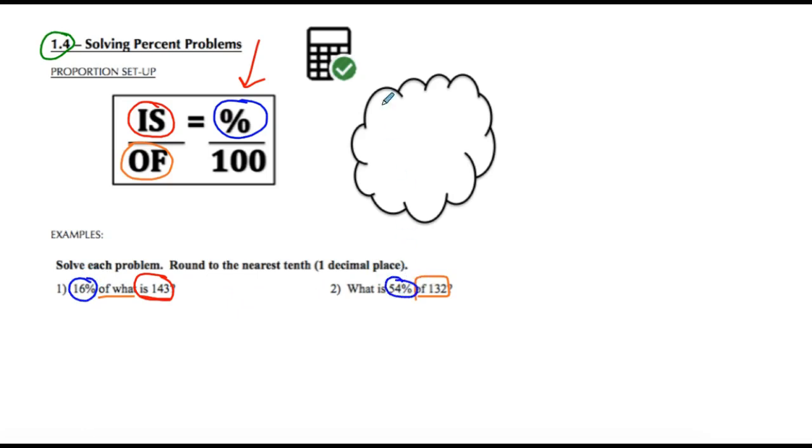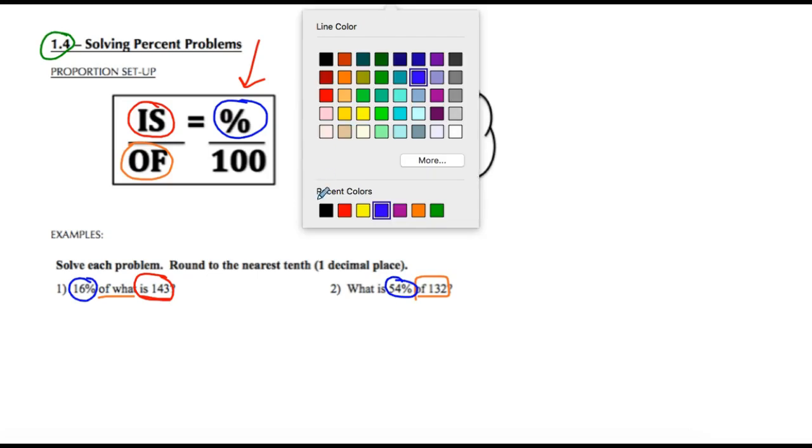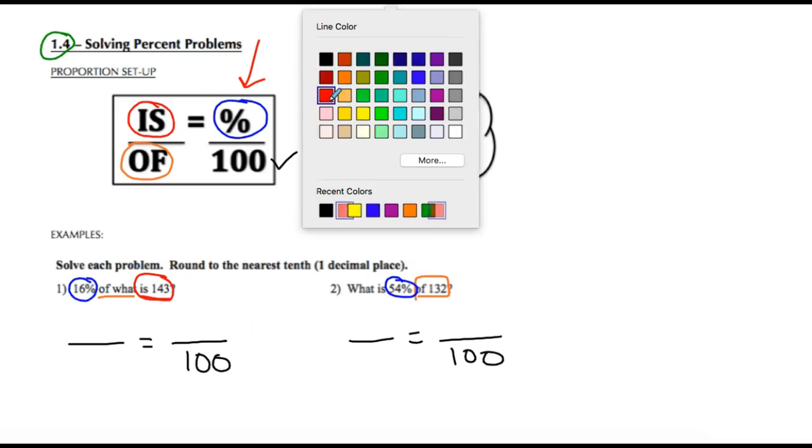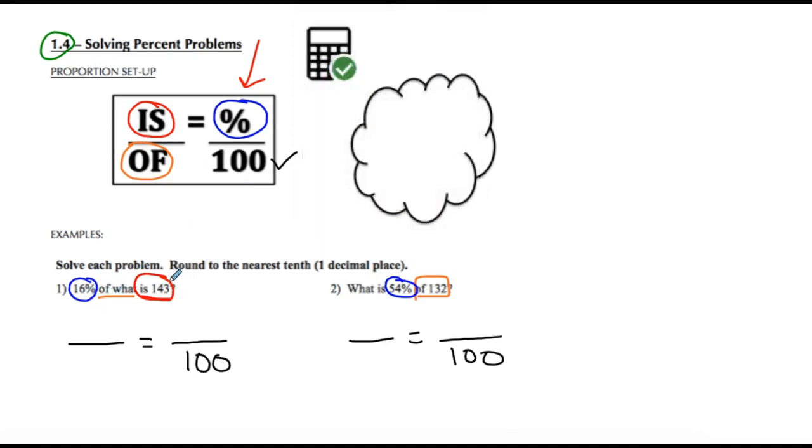We're going to set it up the exact same way every single time. We start with drawing a line, equal sign, line, and in the bottom right hand corner we write the number 100. This 100 is always there. It never changes. When we go to fill this in, we're going to follow our color coordinating. So let's fill in the is. 16% of what is 143?